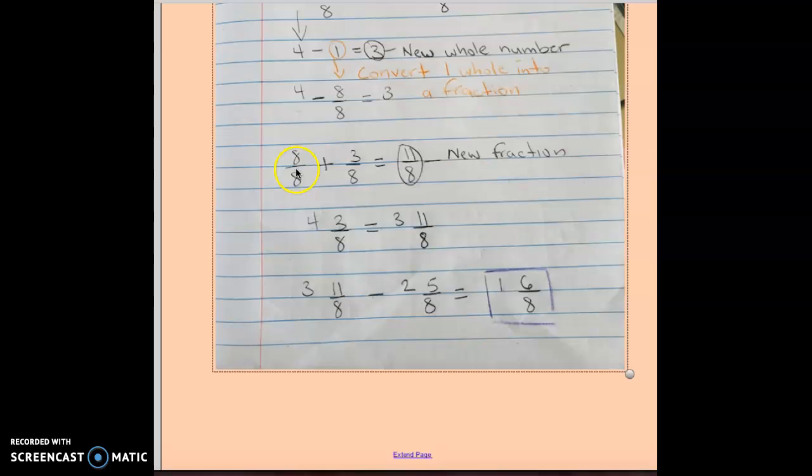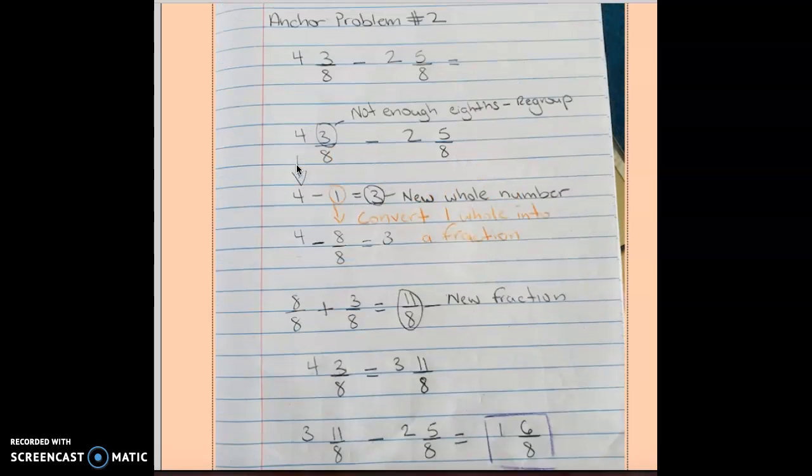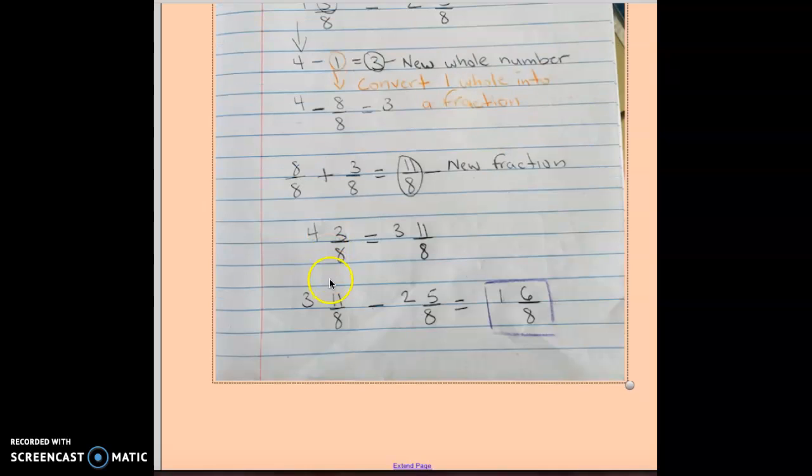Then I'm going to add the original fraction that I had from the original expression to the 8 over 8, which I got from my whole number, which is what I regrouped. So now I have a new fraction of 11 over 8, which is an improper fraction, and that's totally fine. Now that I know that 4 and 3/8 is also equivalent to 3 and 11/8, I'm going to do my subtraction, which is 3 and 11/8 minus 2 and 5/8, which is equal to 1 and 6/8.